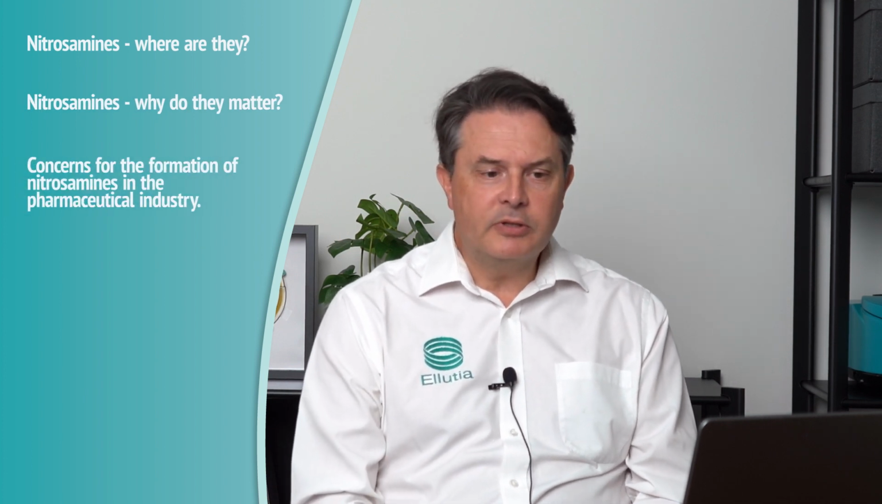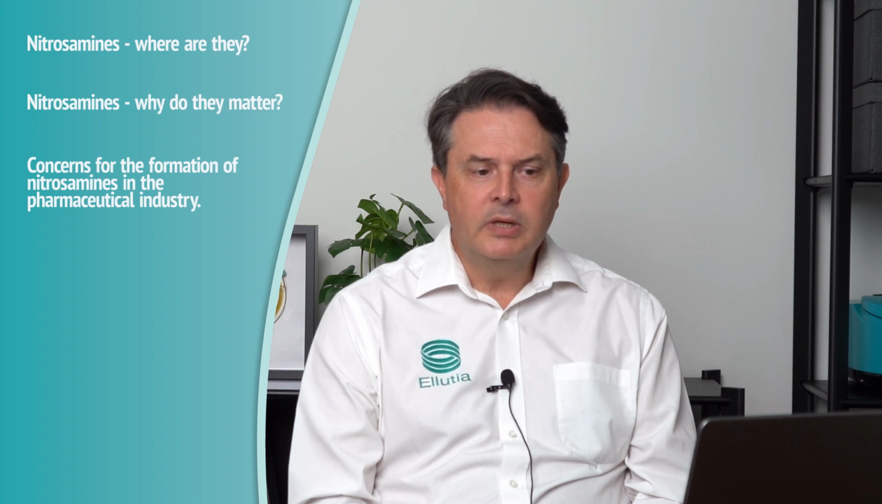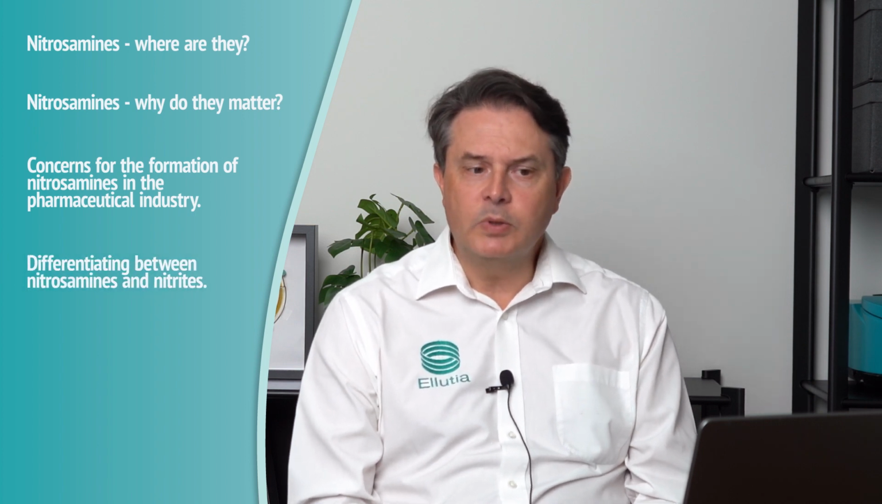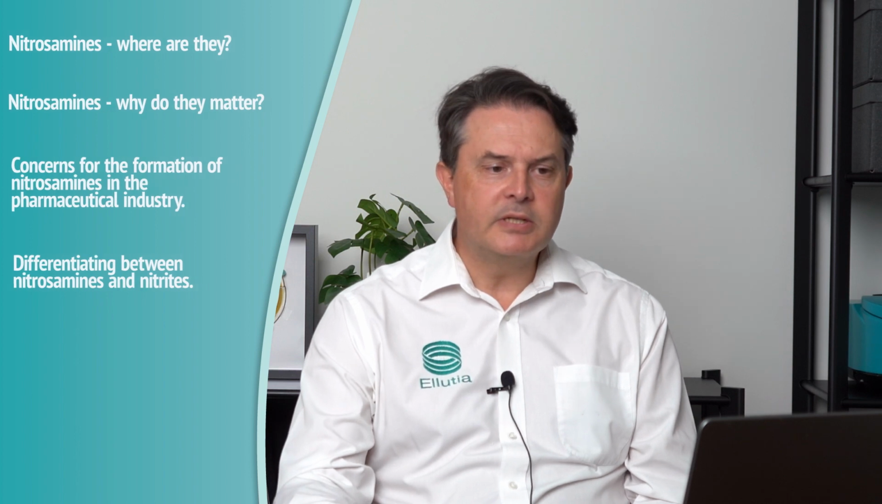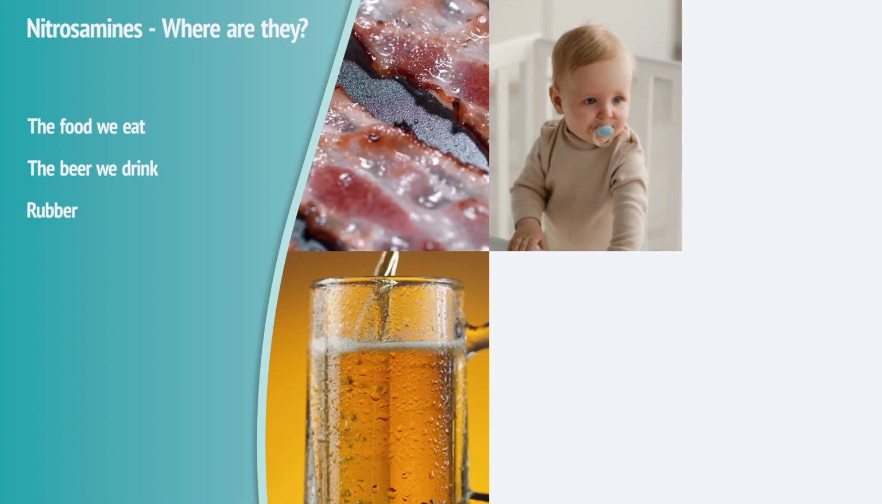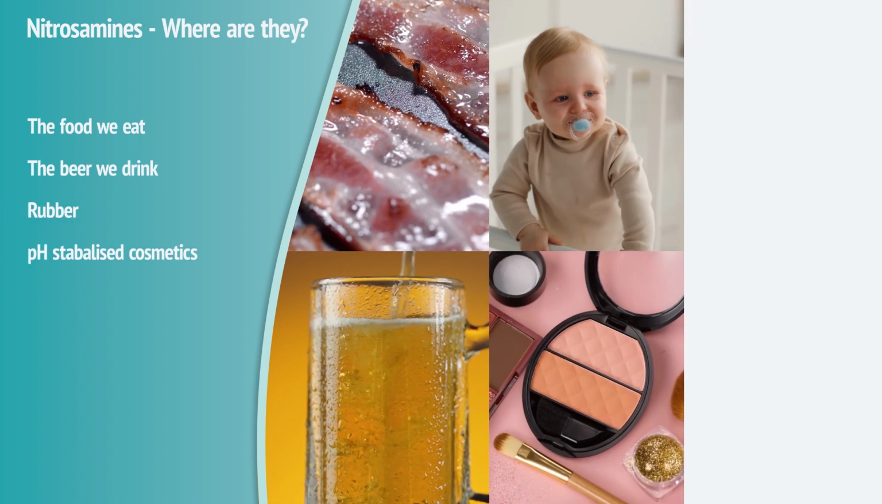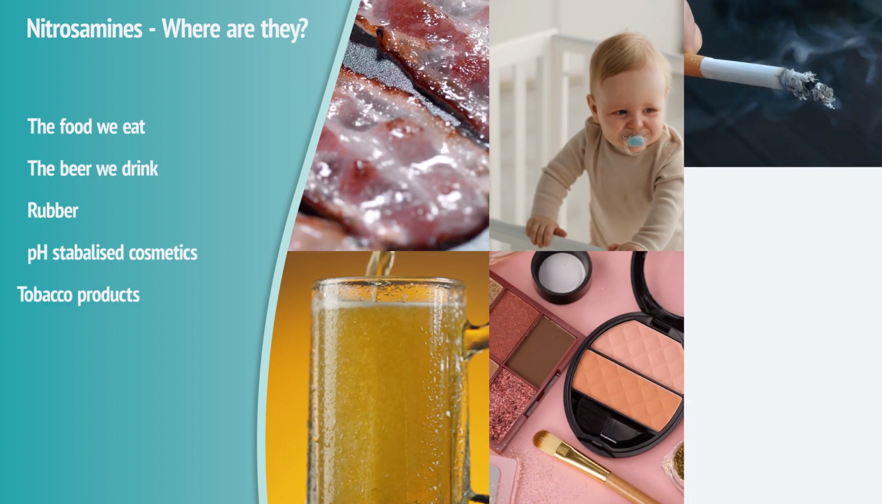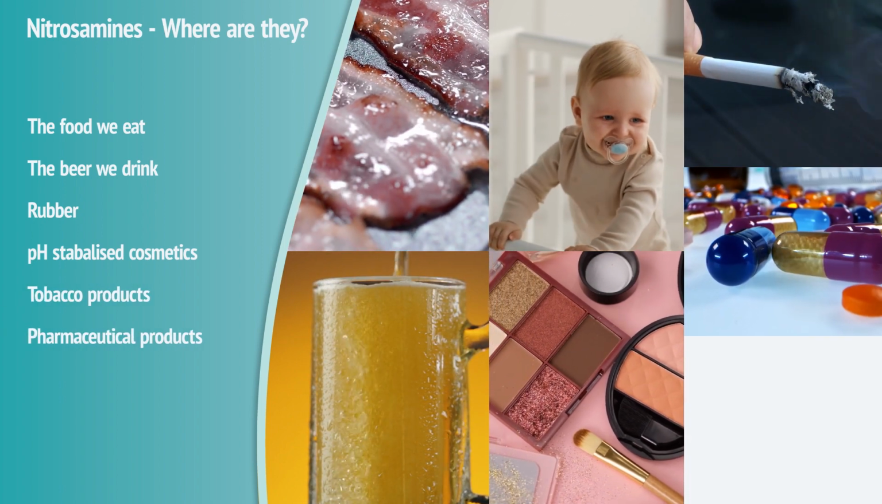Topics of discussion today are nitrosamines, where can they be found, why do they matter, concerns for the formation of nitrosamines in the pharmaceutical industry, and then differentiating between nitrosamines and nitrites. So, where are nitrosamines found? They can be found in the food we eat, the beer we drink, in rubber products, in pH-stabilized cosmetics, in tobacco products, pharmaceutical products, and even in the air that we breathe.